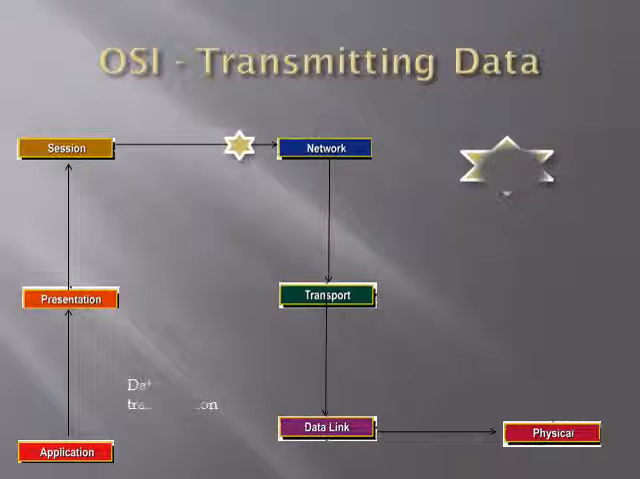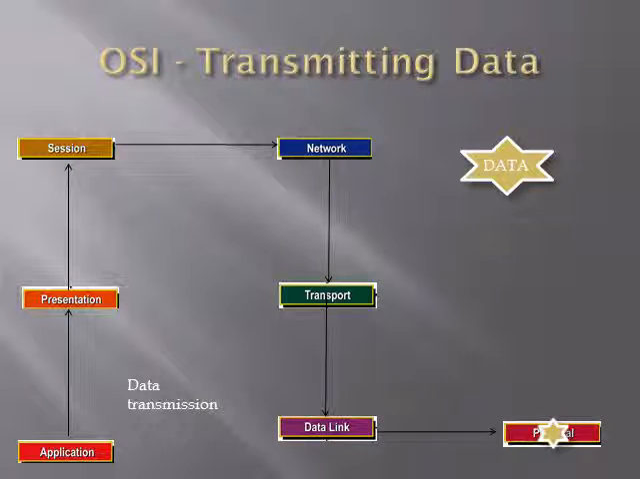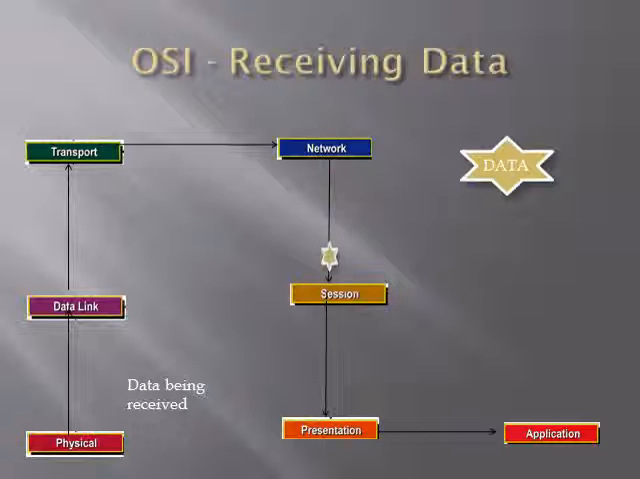The data flows from application to presentation to session to network to transport to data link to physical. Here, the data flows from physical to data link to transport to network to session to presentation to application.